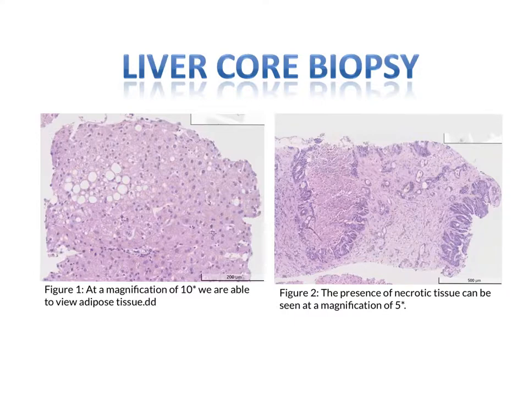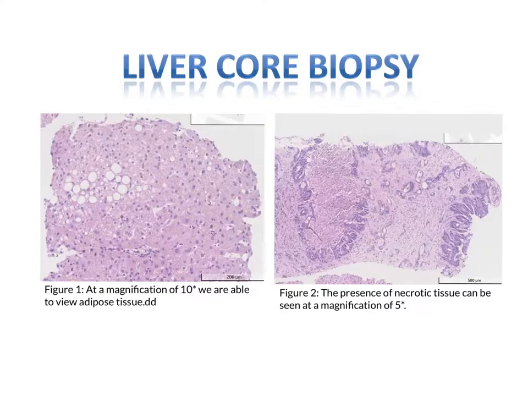Viewing one section of the core liver biopsy with an objective lens of 10, we are able to see sections of steatosis. However, this is not the primary concern, but we are able to view plates of hepatocytes with sinusoids running between them. In Figure 2, we are able to see necrotic tissue surrounded by darker stained cells, which are the tumour cells. This is known as dirty necrosis.